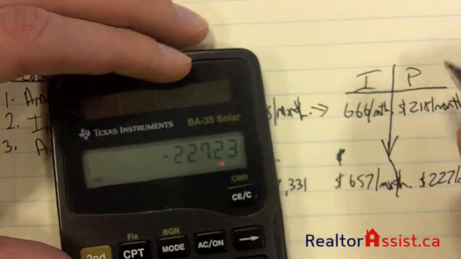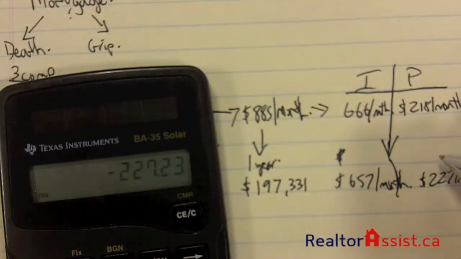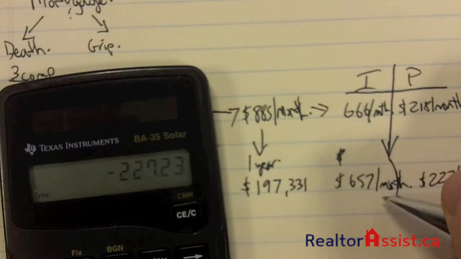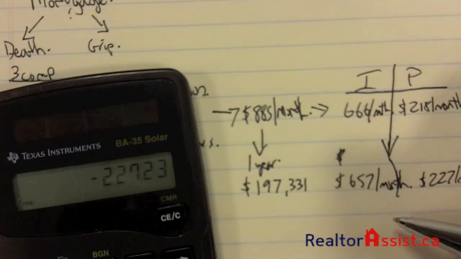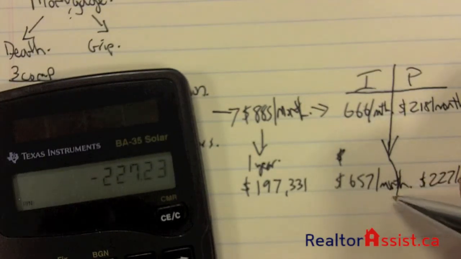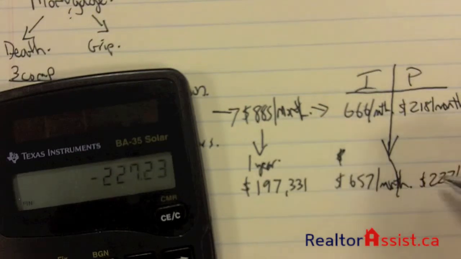Now this makes sense because the more principal we pay down, the less we owe, therefore the less interest we're going to pay. So I've actually put a PDF together just below the video, and you can see an entire payment schedule for this mortgage.